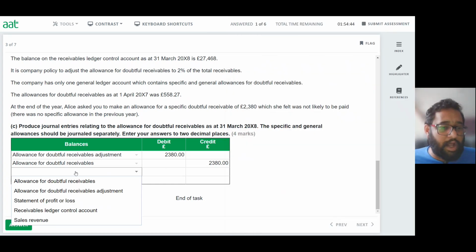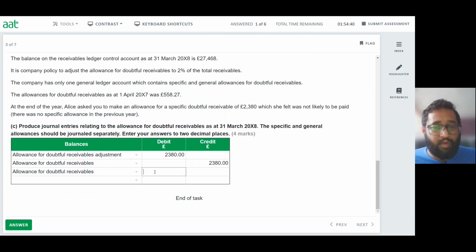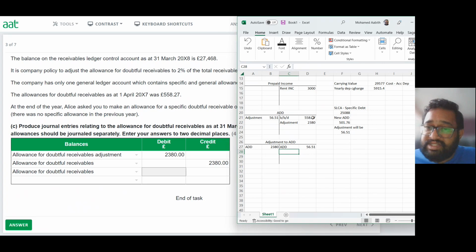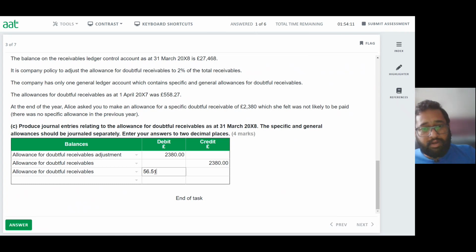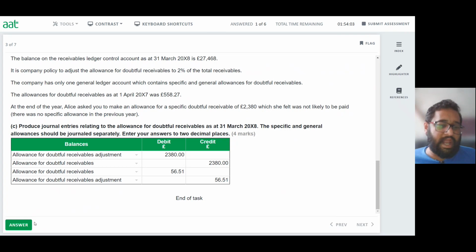So the entry will be in this scenario. The allowance for doubtful debt receivable account will have a debit entry, which reduces that opening amount to 501.76. Once you've done everything here, the amount will be completely acceptable value because what I will be receiving here will be this plus this. That is the new balance for that. But again, what they're asking you to do is 2 journal entries. The first one is 56.51, and the adjustment for that one is going to be 56.51. That should be the end of it.